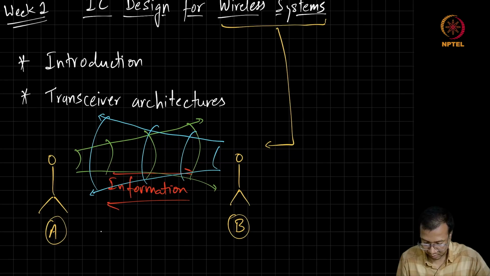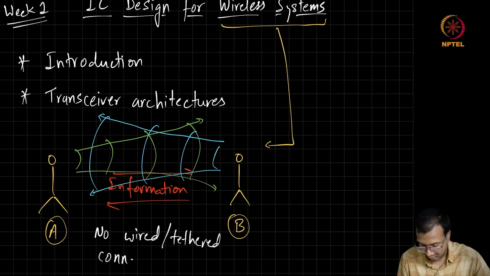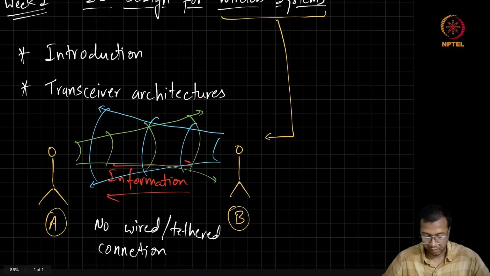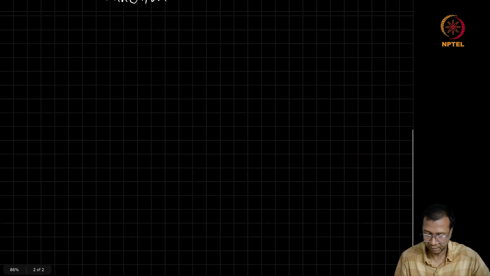No wired or tethered connection, and this is very useful and very practical. For example, when we are on a mobile platform, not stationary, and still want to communicate with another person, definitely we cannot afford to have a wired or tethered connection. So you need to find a way to communicate wirelessly in such a situation.